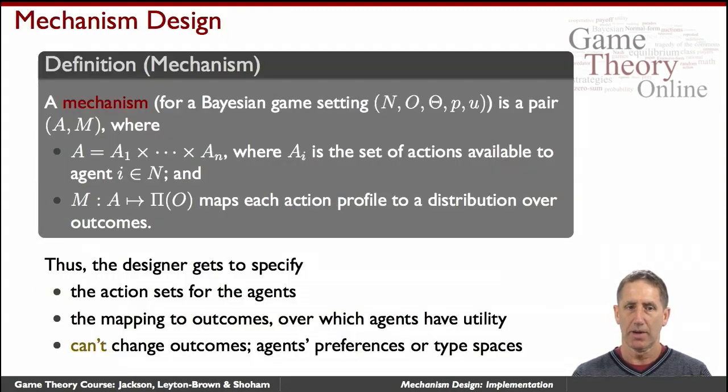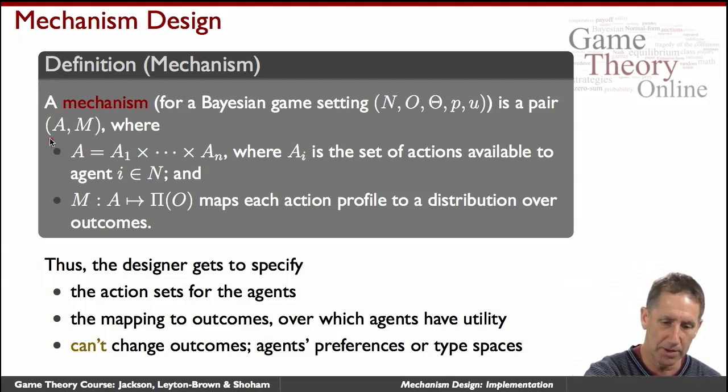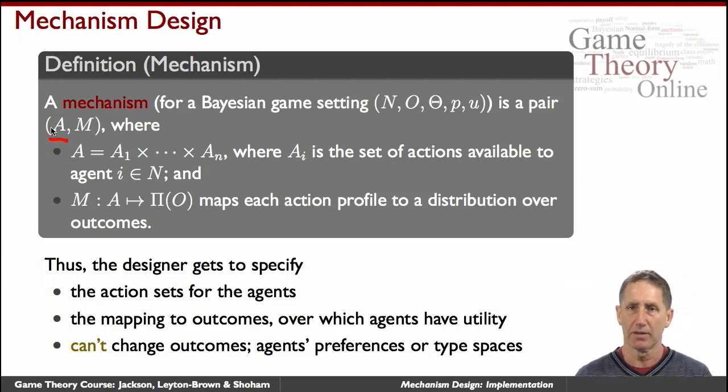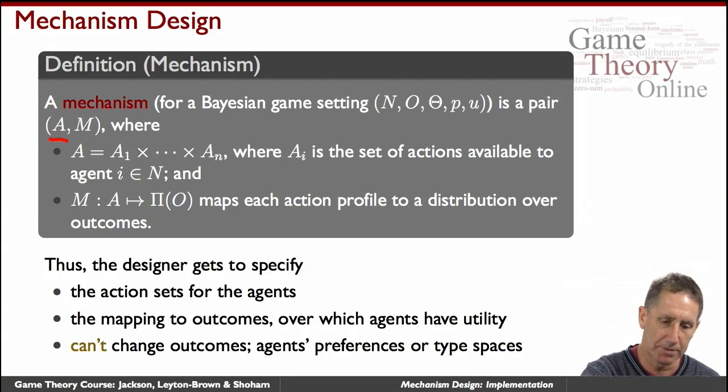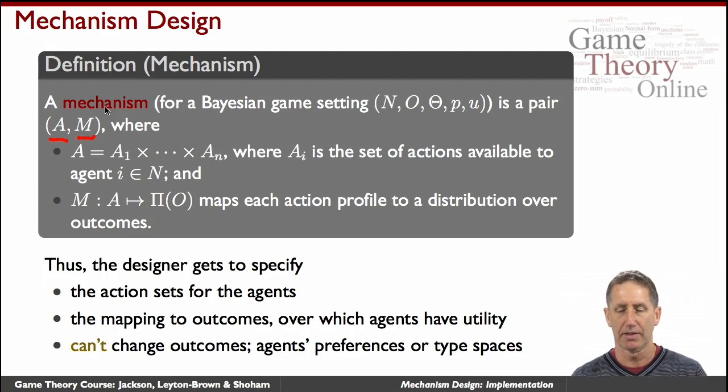So now, what is a mechanism? A mechanism consists of those things that, when added to the Bayesian game setting, will make for a Bayesian game. So the two things that are missing are the actions. So far we had no actions for the agents. So a mechanism simply specifies the actions, for example, the voting rules or the auction rules. And it also specifies, because the actions, if they just live in a vacuum, don't have any force, so they need to interact with the setting somehow, a mapping from actions to the outcome, or more generally a distribution over outcomes.